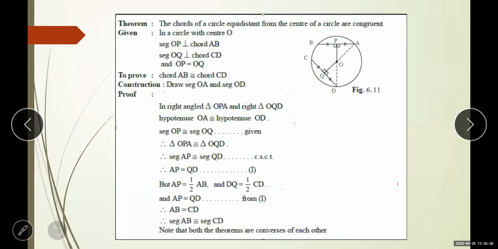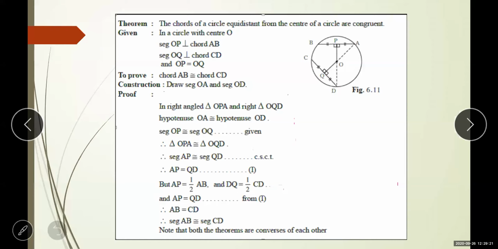Given a circle with center O. OP is perpendicular to the chord AB and OQ is perpendicular to the chord CD. And as they are equidistant from the center, that means OP is equal to OQ. Now what we have to prove? These two chords are congruent. Means chord AB is congruent to chord CD. For this, what we have to construct, we have to just make the triangle. How will you make the triangle? Join O and A and O and D. Draw the segment OA and OD.